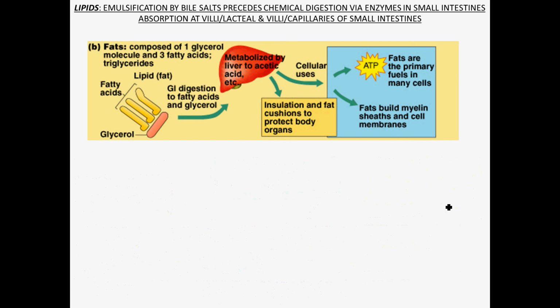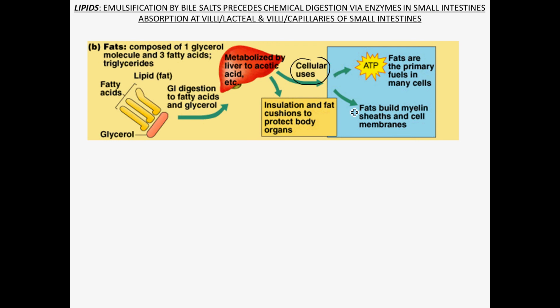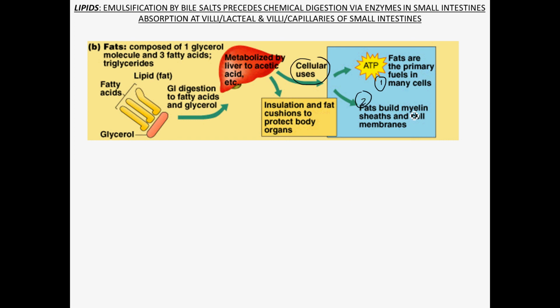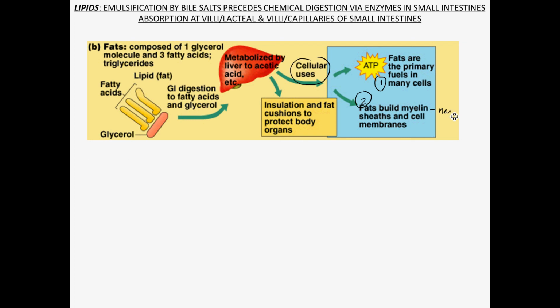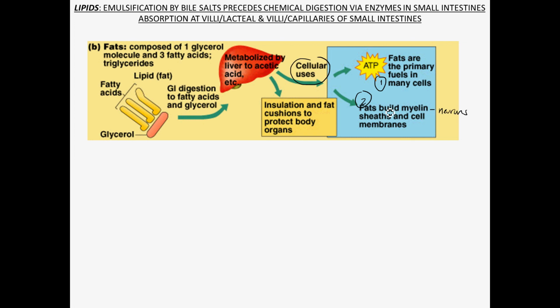Now, why are fats important? We talked about cholesterol being important, but why are the triglycerides important? Well, the main cellular use of triglycerides is that fats are the primary fuels for many cells. So there's an energy molecule component to them once they get inside the cells. Another is a structural role. Fats build myelin sheaths and the cell membrane. So the myelin sheaths around, again, the neurons. So fat is important for these reasons.